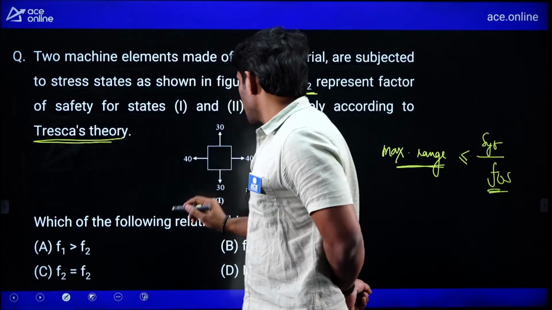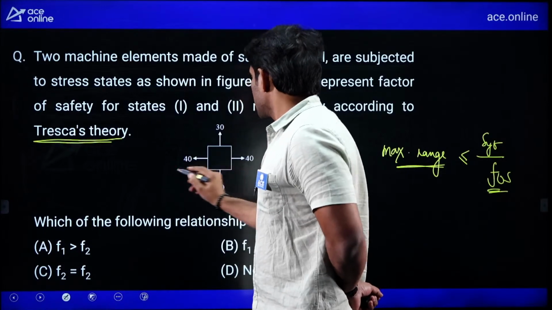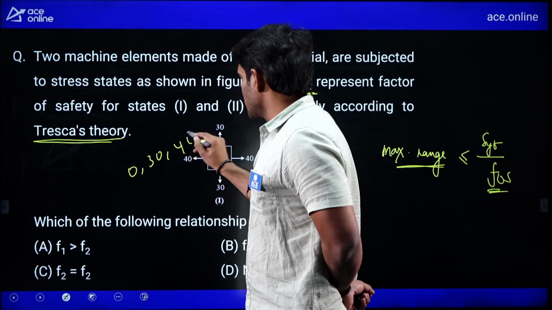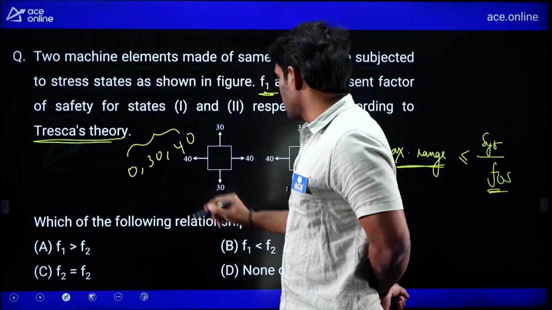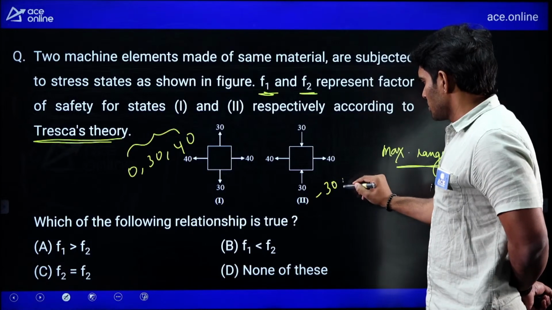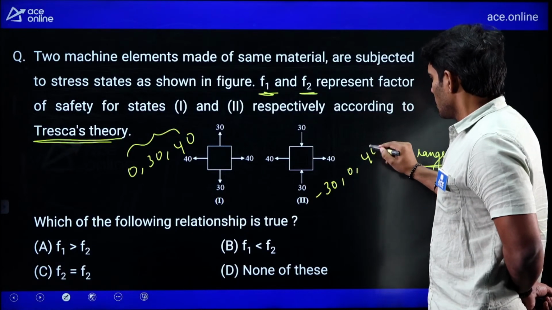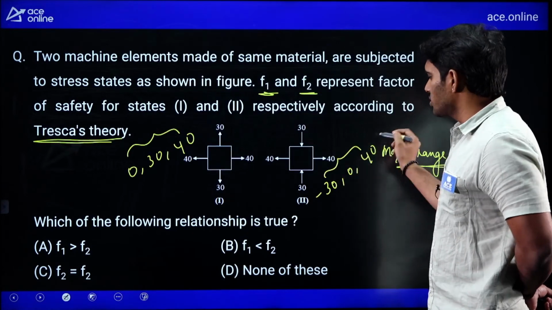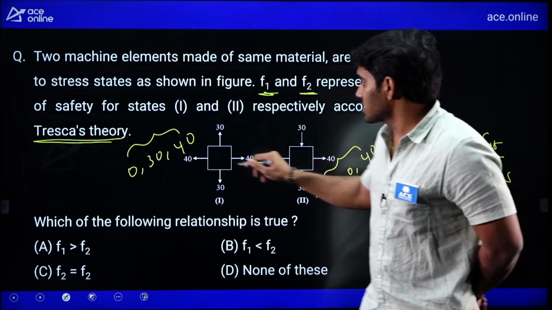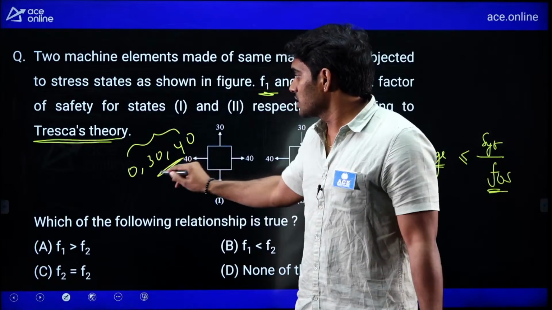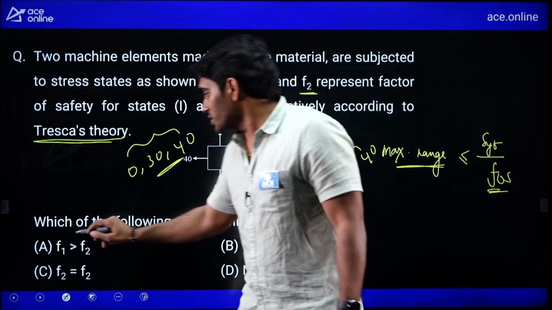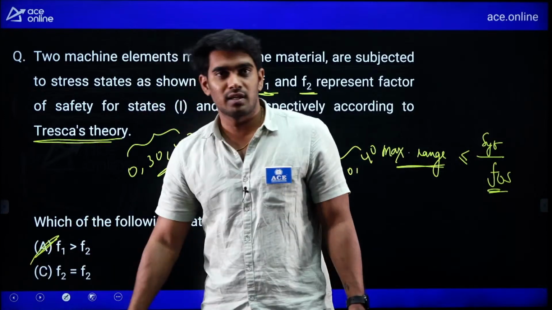Now for the first one, the principal stresses that we have are 0, 30 and 40. What is the range here? The range here is 40. Whereas for the second case it is minus 30, 0 and 40. Can you observe the range here? The range for the second case is 70. As it is 70 and this is 40, for the first case the range is small, so the factor of safety will be large. So I can say that F1 is greater than F2.